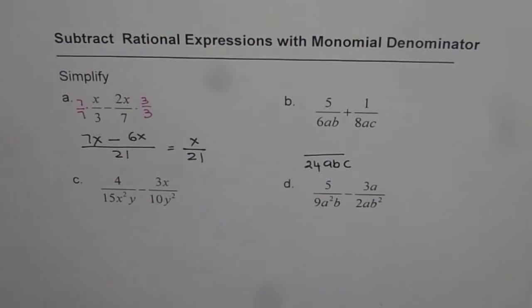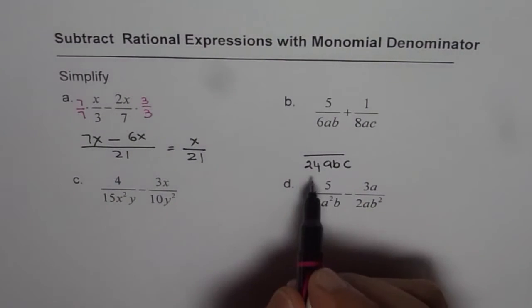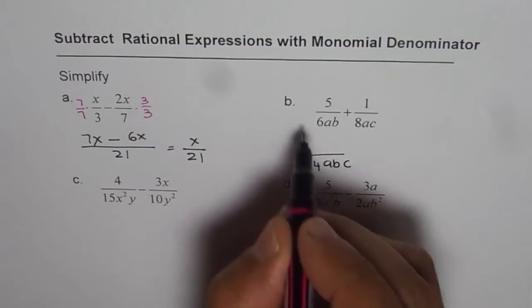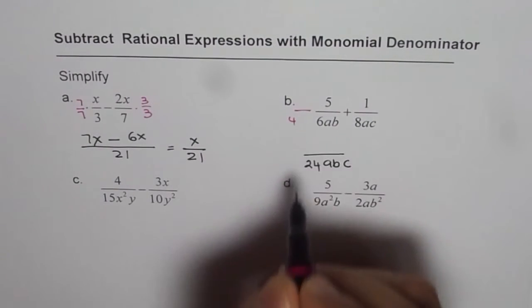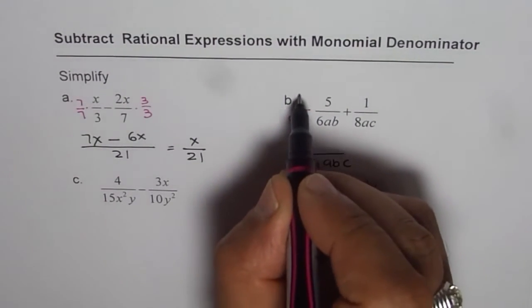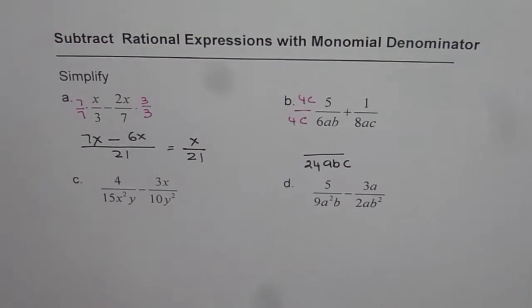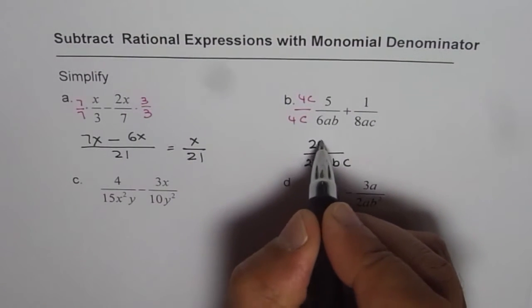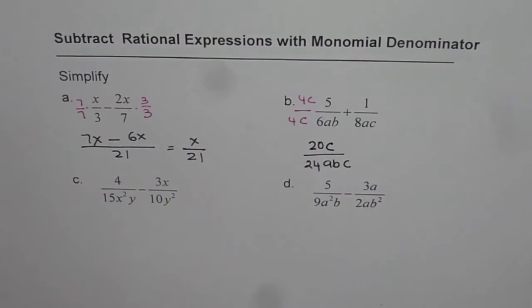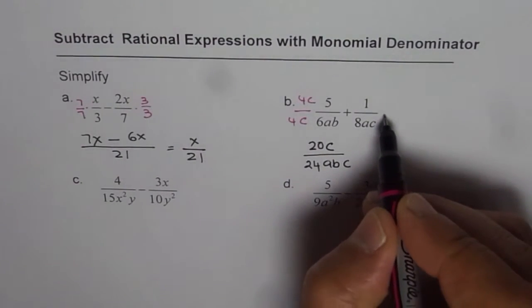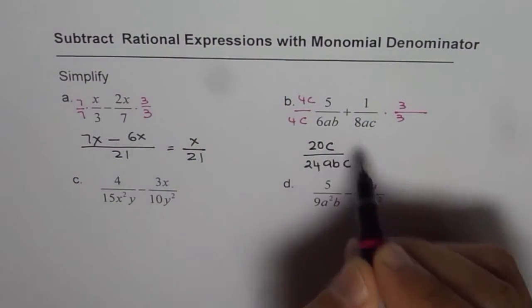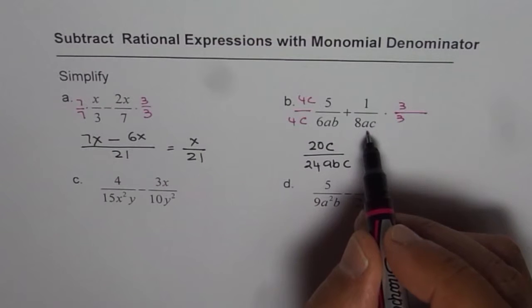How can we get a, b, c in the denominator along with coefficient of 24? We need to multiply this by, let's look into denominator, 4 for the number and c for variable. That means 4c. Let's multiply numerator by 4c. What do we get? 4 times 5 is 20, so we get 20c. So that becomes the numerator. Similarly, we'll look into the next term. 1 over 8ac, we want to make it 24. That means multiply by 3 over 3, right? That gives you 24. ac, we are missing b.